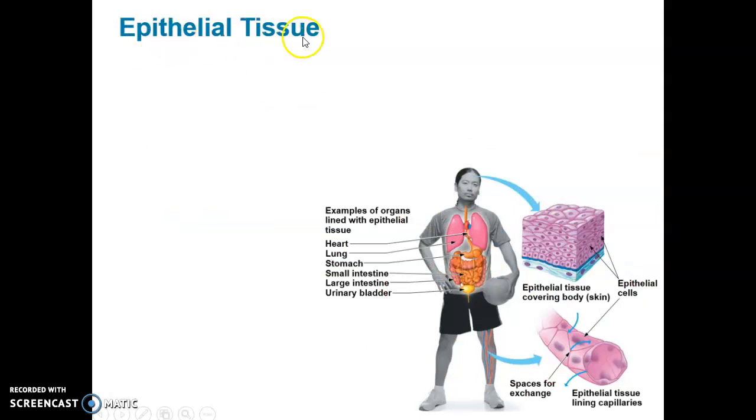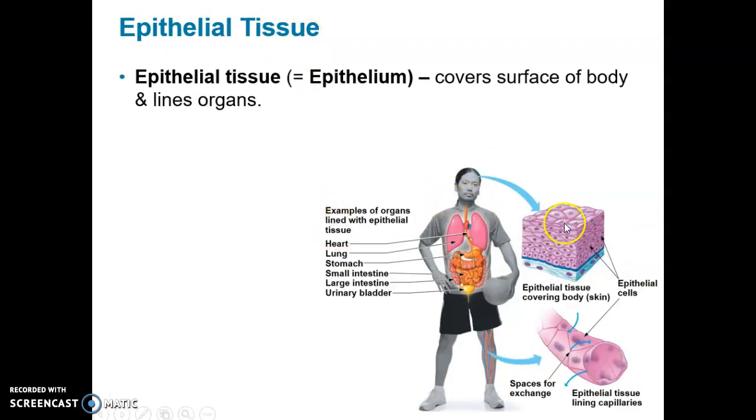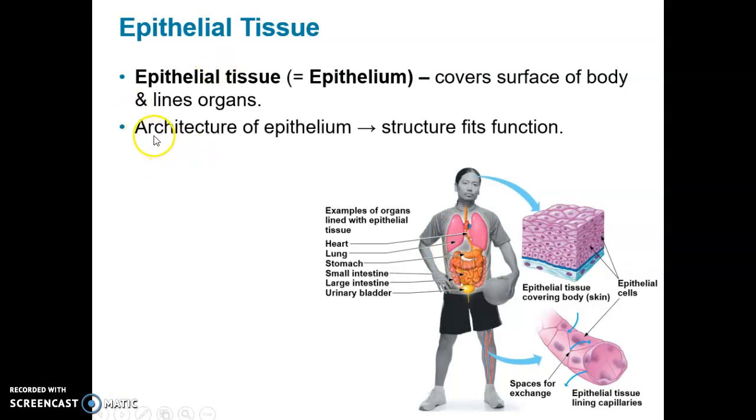So epithelial tissue, I mentioned, think of your skin. Epithelial tissue, or epithelium, covers the surface of the body and lines the digestive tract and also certain organs like the lungs and the stomach and the heart. So the architecture, the morphology, the shape of the epithelium, its structure will fit its function.